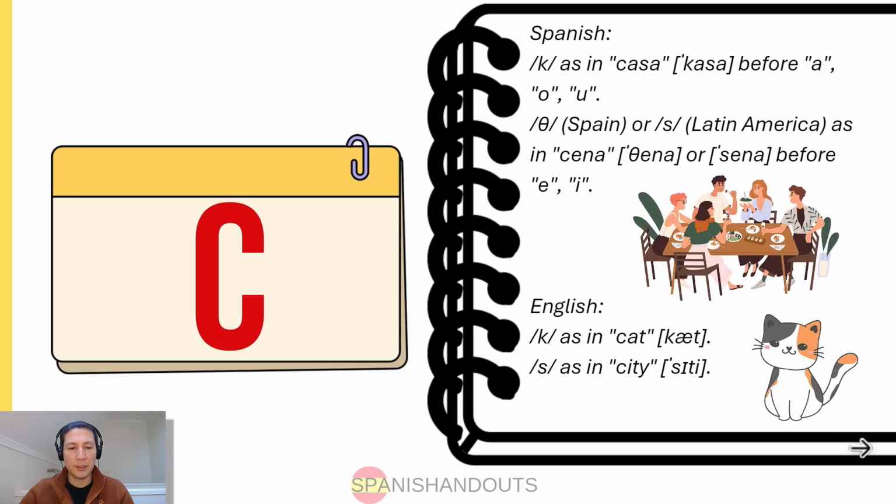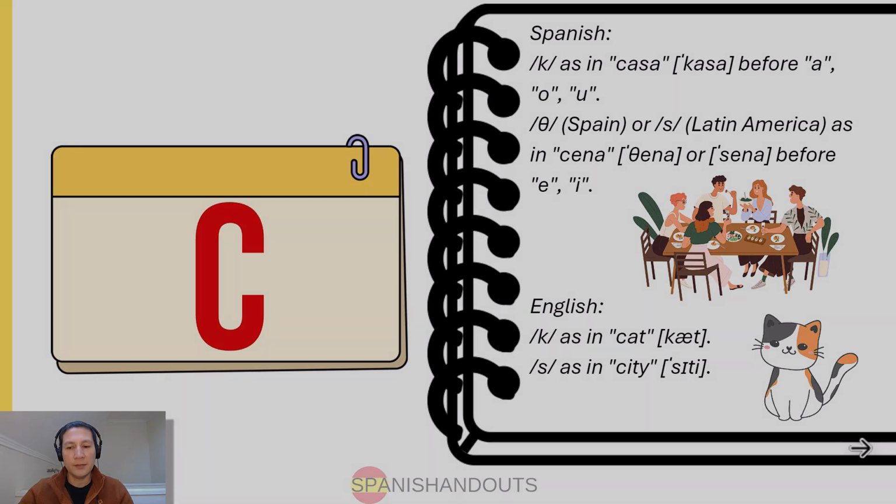Next, we have the letter C, and in Spanish, we pronounce it like K, as in casa, before A, O, U. In Spain, they pronounce it like th or s in Latin America, as in cena or cena, before the letter E or I. In English, you can find the same pronunciation as in cat or as in city.